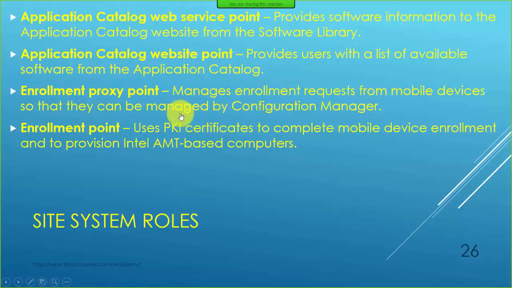We're still going to try to do this SCCM connection to a mobile device, and I'm going to show you how to do that. It's interesting as well. The enrollment point uses PKI certificates to complete mobile device enrollment. It has to be secure, so you have to put a certificate there to really have secure communication between the mobile device and the SCCM server.